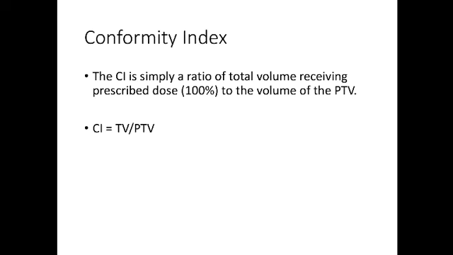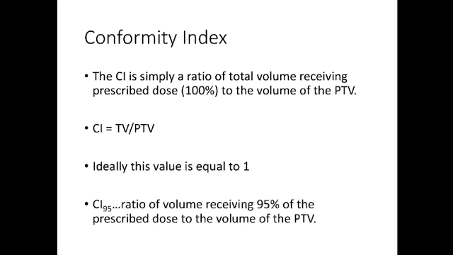So you can imagine if you have a very large dose cloud that extends way beyond the PTV, this ratio becomes very large. If that target volume is equal to PTV, the value is 1. So ideally, this value is equal to 1 or close to 1. And then you'll sometimes see this number, the conformity index 95, and that's the ratio of the volume receiving 95% of the prescribed dose to the volume of the PTV. And the idea there is that sometimes the 100% line doesn't necessarily cover the tumor volume by design. And so here you can look at CI95 to try to get a value close to 1.